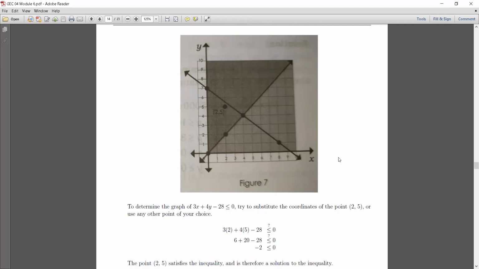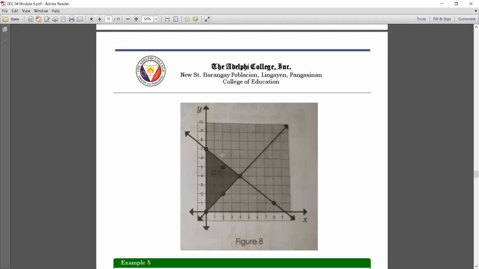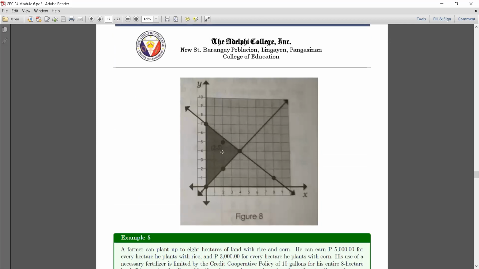Okay. Now, again, kukuha tayo ng test point. Okay. So, yung ginamit dito sa example is 2, 5. Now, pwede na natin gamitin dito si 0, 0 kasi wala naman siya doon sa line ni 3x plus 4y minus 28 equals 0. Okay. For purposes ng example, so sige, si 2, 5. Pag sinubstitute natin si 2, 5, we get negative 2 less than or equal to 0, which is true. So, yung shaded part ay yung nasa baba ng line, kasi nandoon si 2, 5. Okay? So, yung feasible region natin is itong shaded part na ito. Okay.